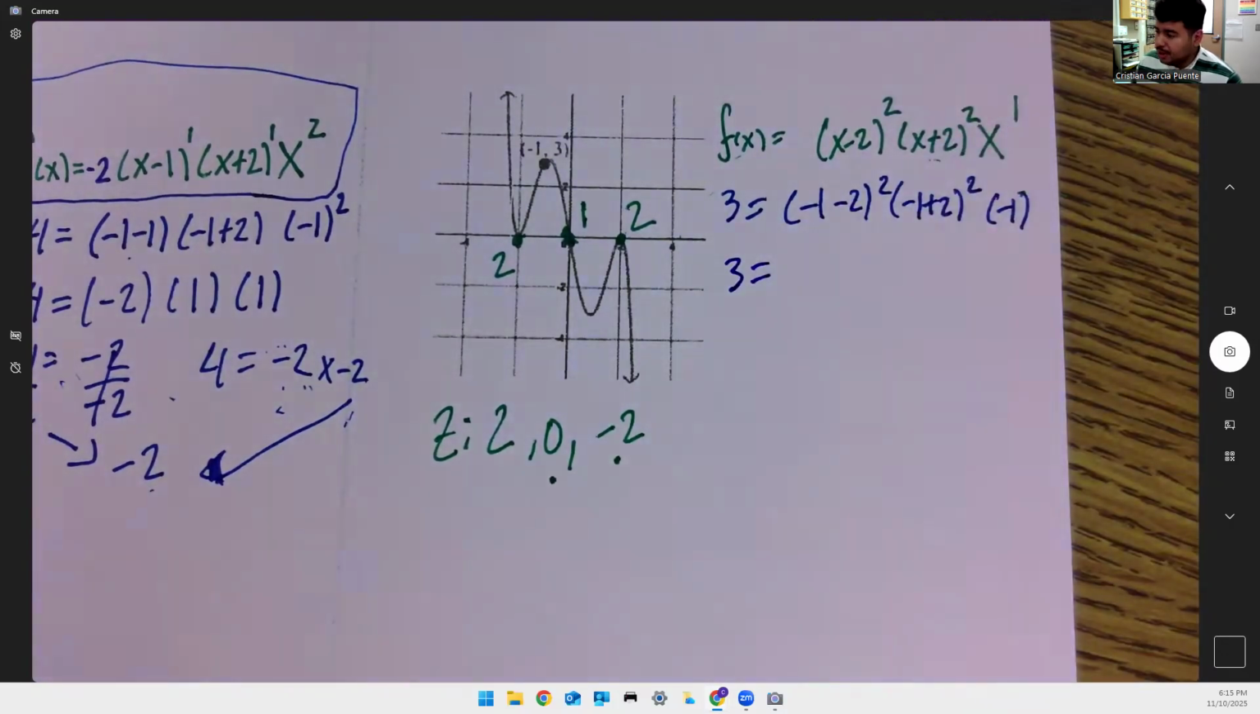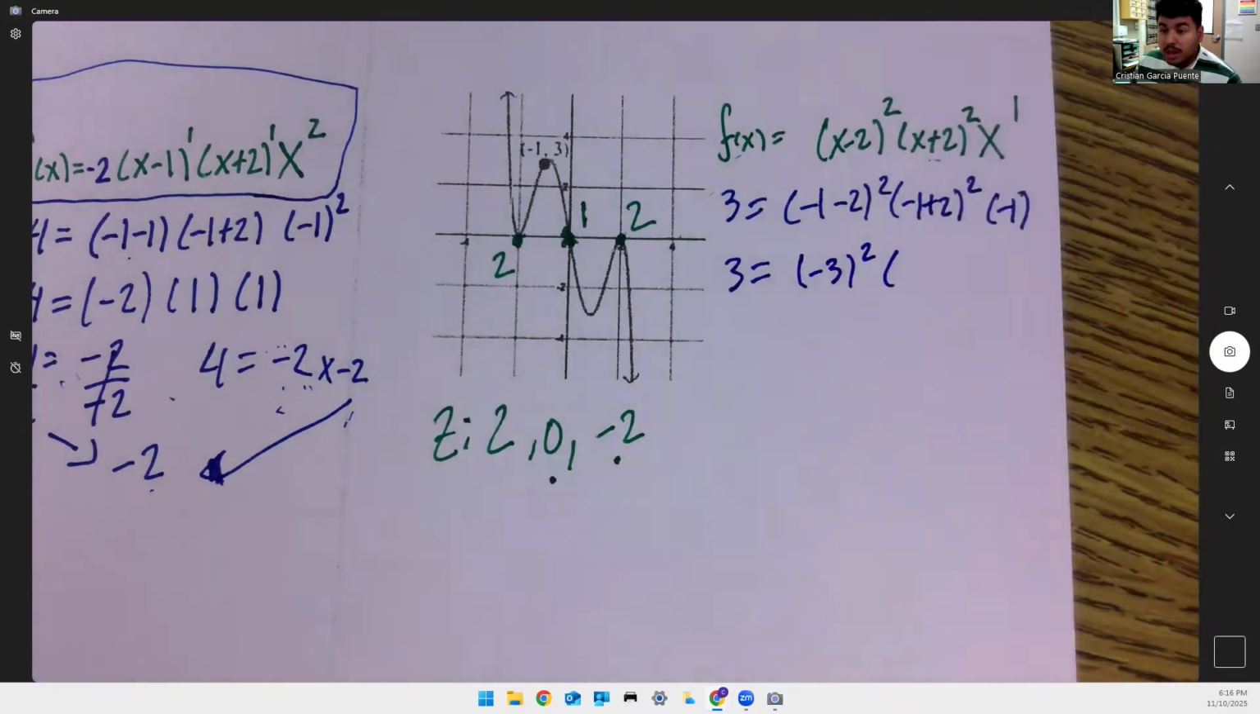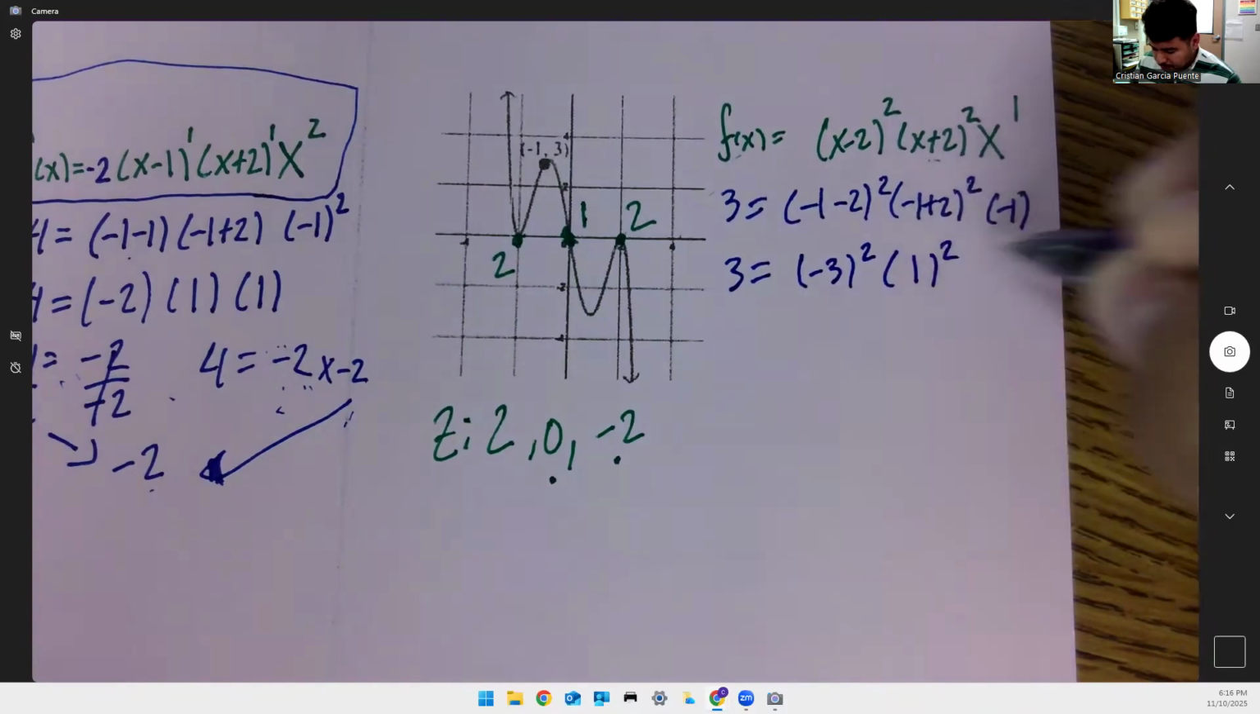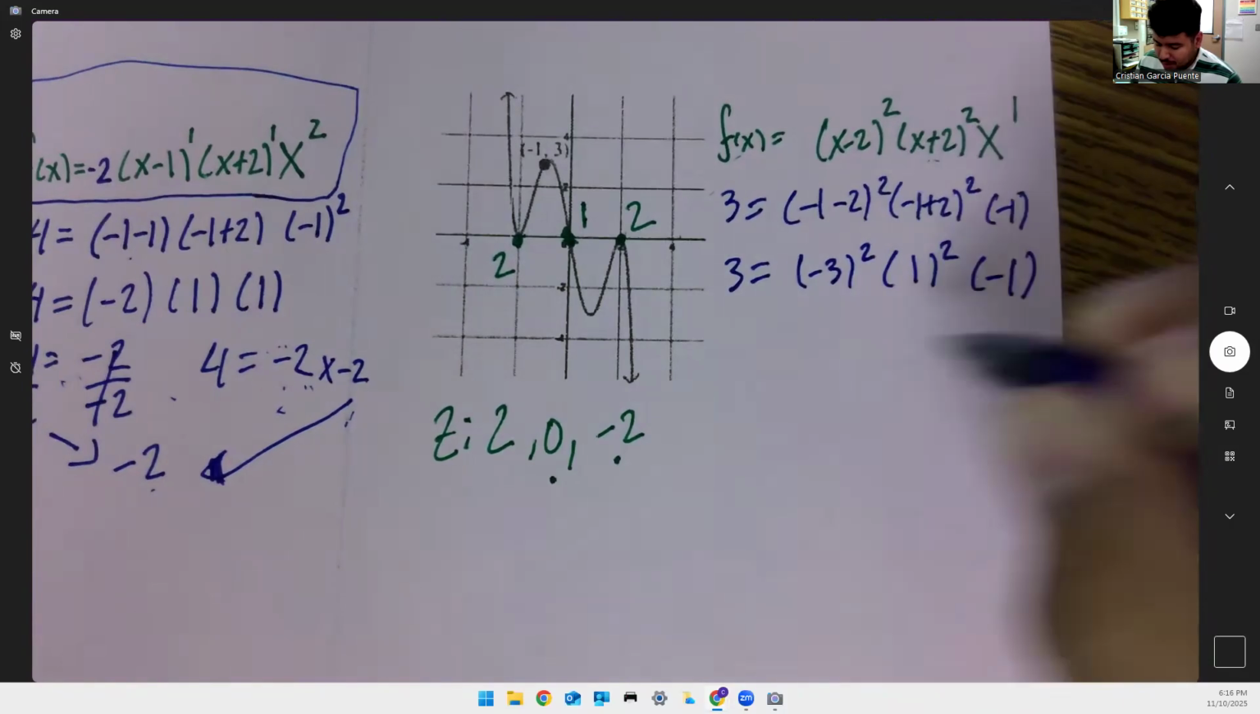So now you just straight up add. What's negative 1 minus 2? Negative 3. Now what's negative 1 plus 2? 1. And then lastly, negative 1, just leave it as negative 1.